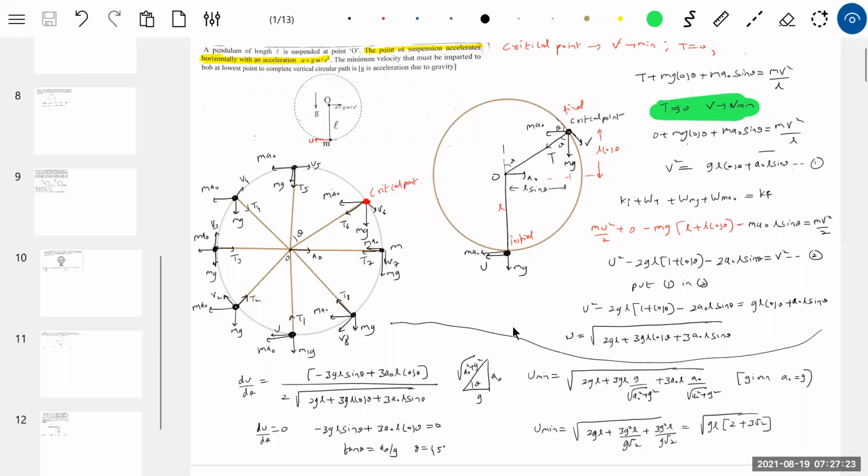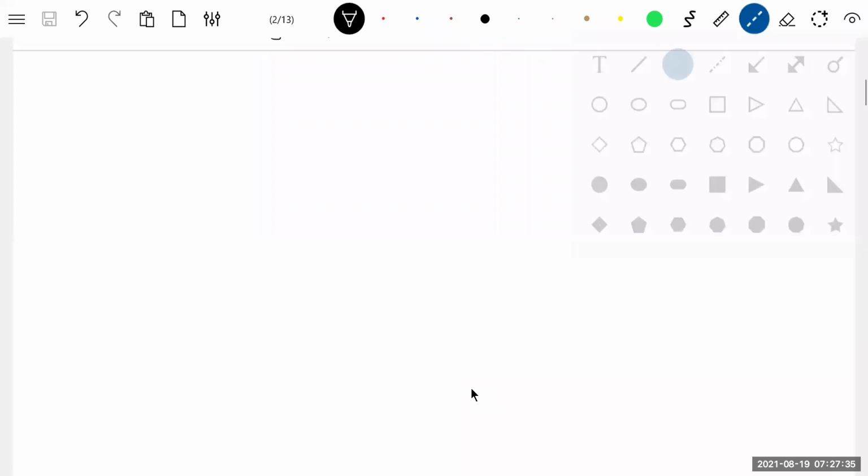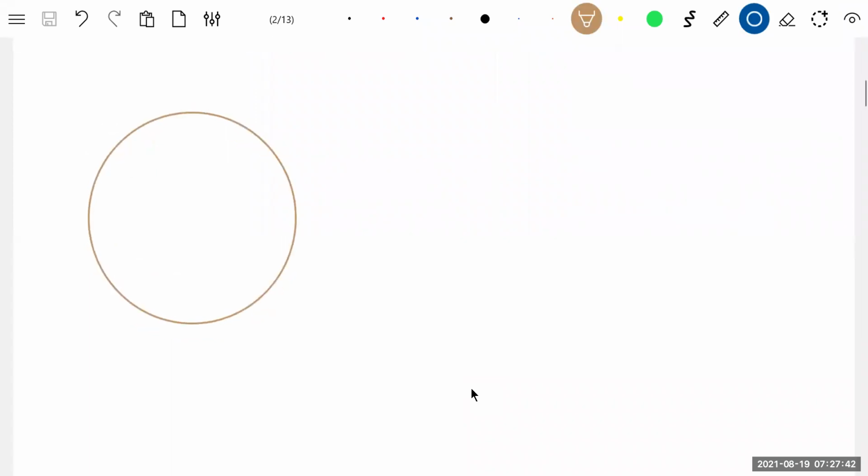Now the same thing. So we will do one thing. If I apply a force in such a way that, I'm going to give several different examples. It'll be easy for you.